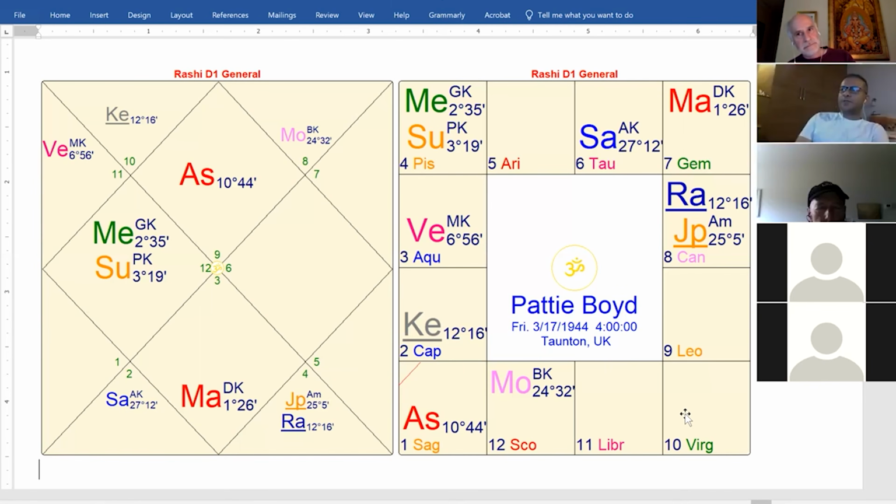The exchange between Saturn and Venus. Saturn is the third house of siblings. Yes, but that's not specifically why I'd be showing this chart. It's the 11th lord in the third house, Venus being the 11th lord in the third house.